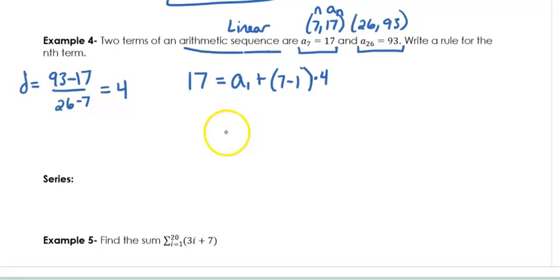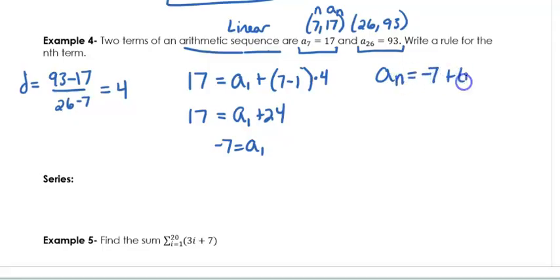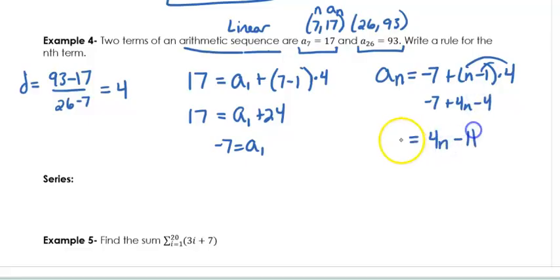So I could have done it with the 26 and the 93, and it should come out the same either way. So I end up with 7 minus 1 is 6. 6 times 4 is 24. And so I subtract the 24, and I get -7 is the first term. So to write our sequence, we now know our first term. We know our common difference. And so let's distribute the 4. Simplify, I get 4n minus 11, and that is my sequence.